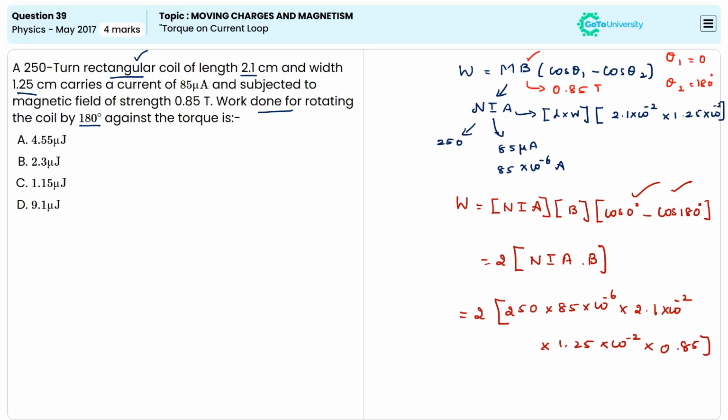When we are simplifying this, we will get the answer of 9.4 times 10 to the power negative 6, and the unit will be joule. So it can be written as 9.4 microjoule, right? So the correct answer for this question is option D here.